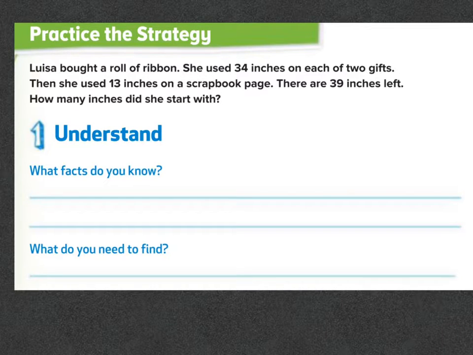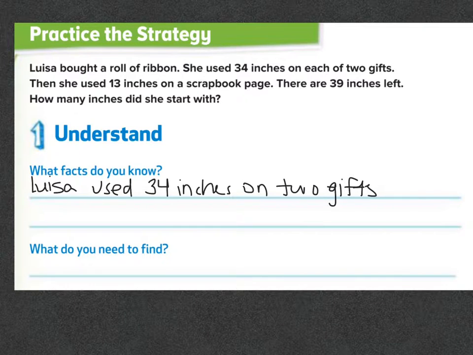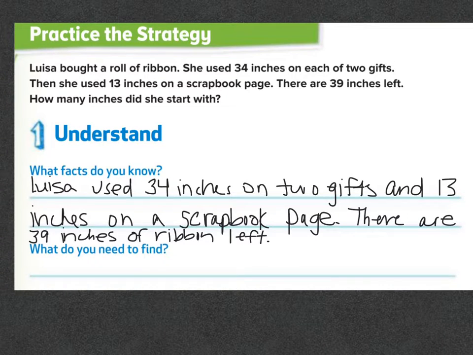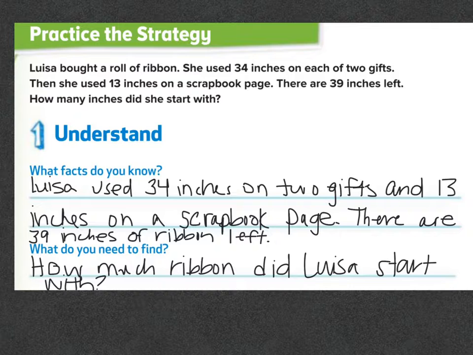Okay, so we kind of know a lot here. We know Louisa used 34 inches on 2 gifts. And we know that she used 13 inches on a scrapbook page. We also know that there are 39 inches of ribbon left. So we want to make sure we write down all the information we know, and that is all the stuff that we need to know. So then we need to ask ourselves, well, what do we need to find? And what we need to find is the number of inches of ribbon Louisa started with. So I'm just going to say how much ribbon did Louisa start with.